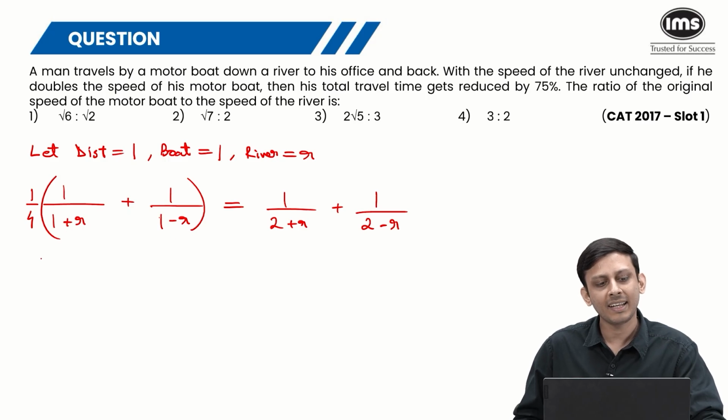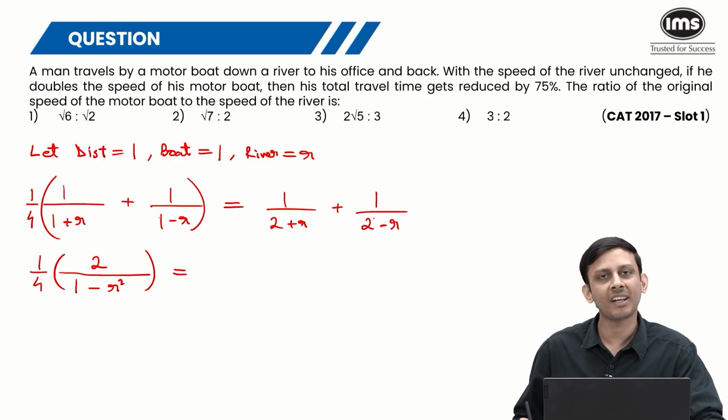So here we are getting 1/4 of. Now we'll get 1 minus r plus 1 plus r. So 1 plus 1 is 2, r minus r will cancel off. And the denominator 1 plus r into 1 minus r will be 1 square minus r square. On the right hand side, 2 plus r and 2 minus r, 2 will give us 4, r minus r cancels off. And here 2 square minus r square.